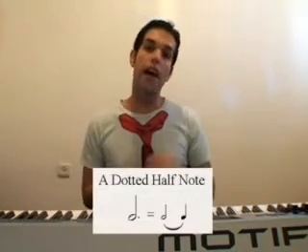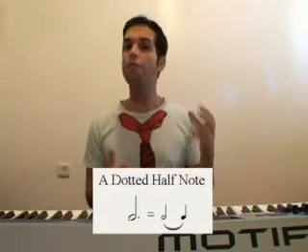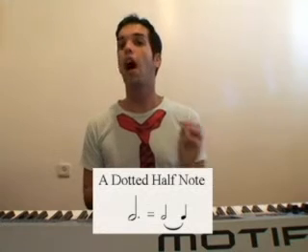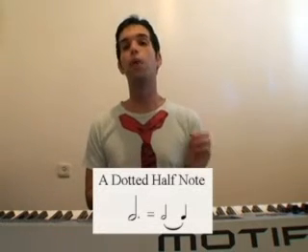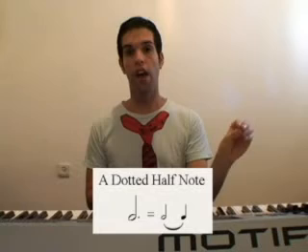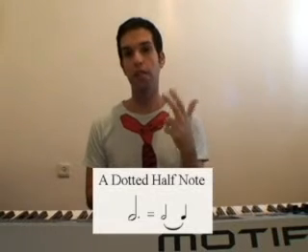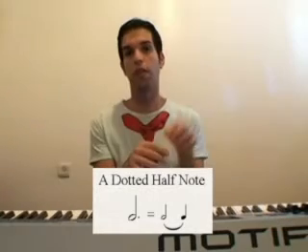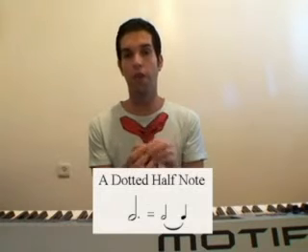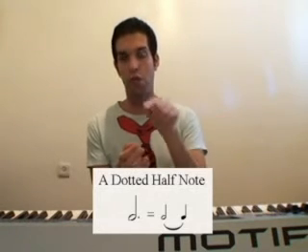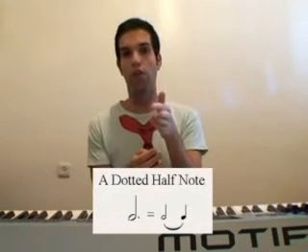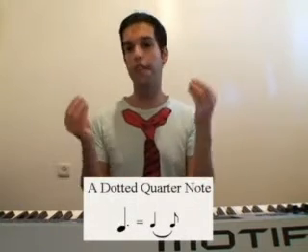Now let's take a dotted half note. A half note is worth 2 beats. Half of 2 is 1. So when we add a dot after a half note, we get 3 beats, 2 plus 1. As you can see, we can also write it as a half note attached with a slur to a quarter note.